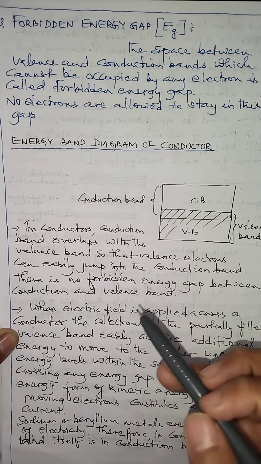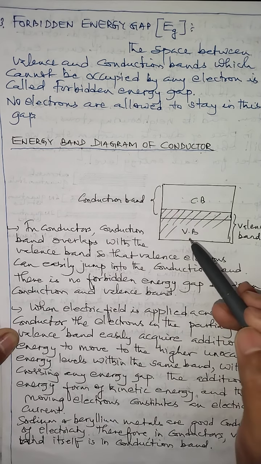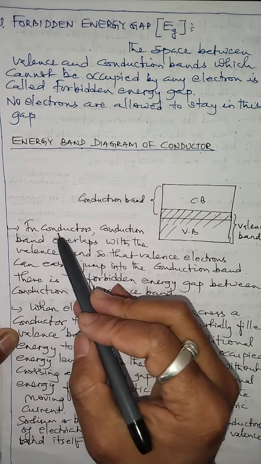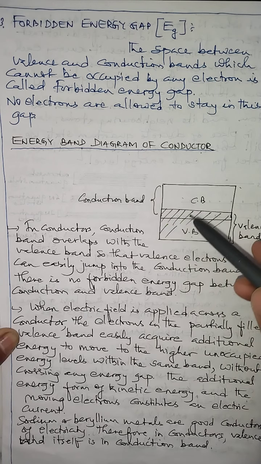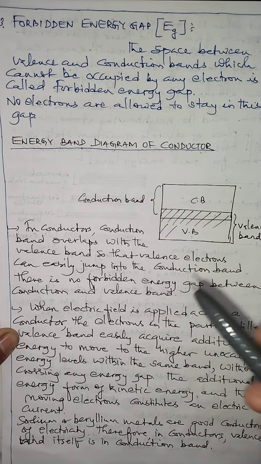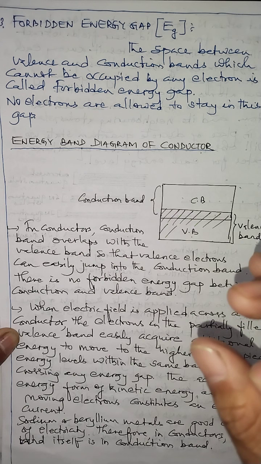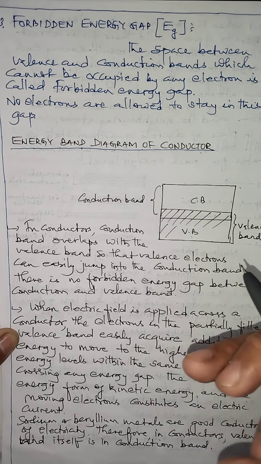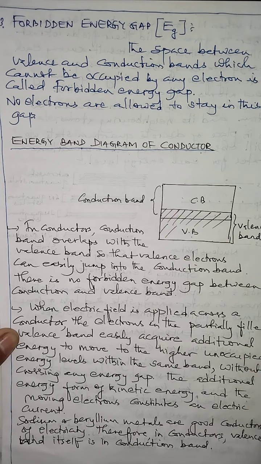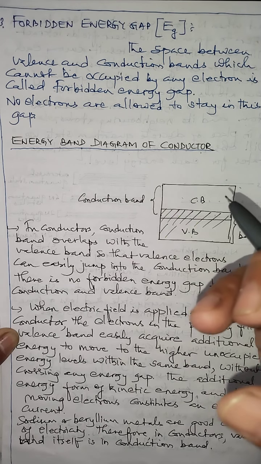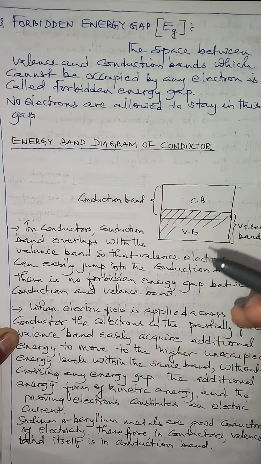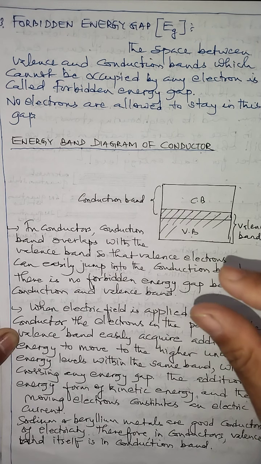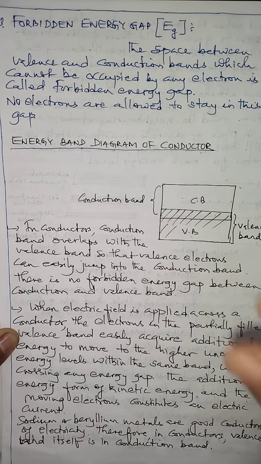Now, in case of a conductor, as you know, the conduction band and valence band always overlap with each other. That means there is no energy gap between the two bands, because in a conductor, other than the free valence electrons, there are a large number of free electrons. Due to these free or conduction electrons, they already acquire a band, and that band is called the conduction band.